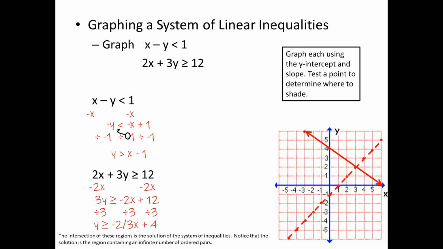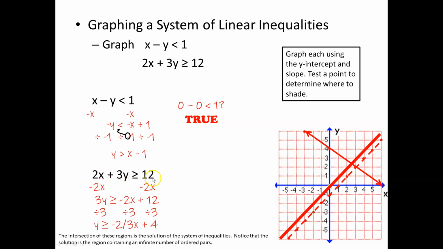Terrific. Now we still have to test some points here. So let's use our trusty (0, 0) point because it's not on either line. And let's start with the x minus y is less than 1. Plug this into your original equation. So is 0 minus 0 less than 1? Yes. 0 minus 0 is just 0, and 0 is less than 1. So we're going to shade this side of the dashed line. I didn't shade it all in because this is going to get a little messy for a second. So this side, where (0, 0) is, is going to get shaded.